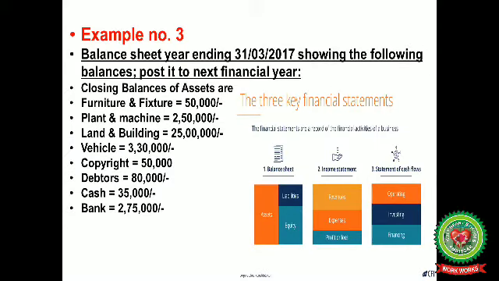Now the next example, suppose a balance sheet is given to you for 31st March 2017 and different balances are given. Closing balances of assets like 50,000 for furniture, 2,50,000 for plant, 25 lakhs for land, 3,30,000 for vehicle, 50,000 for copyright, 80,000 for debtors, 35,000 for cash and 2,75,000 for bank. So these are various closing balances.